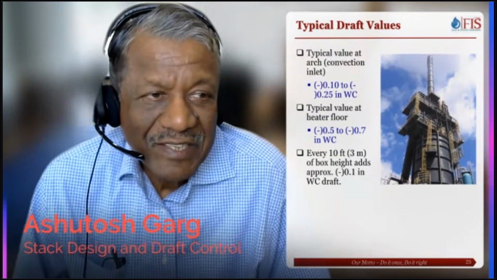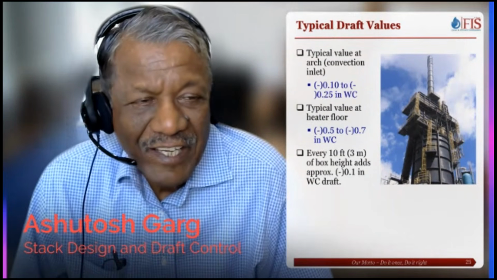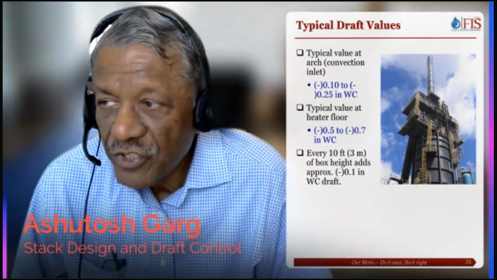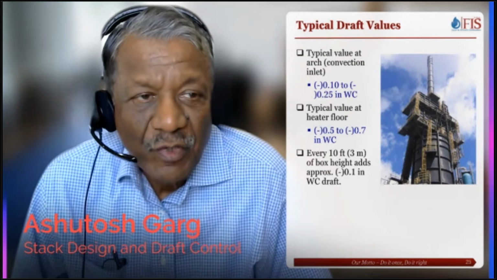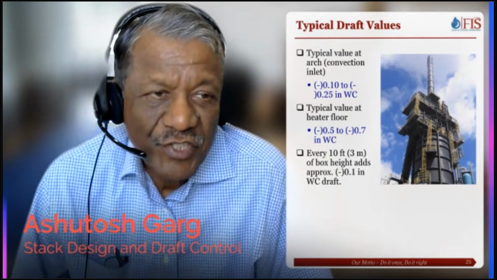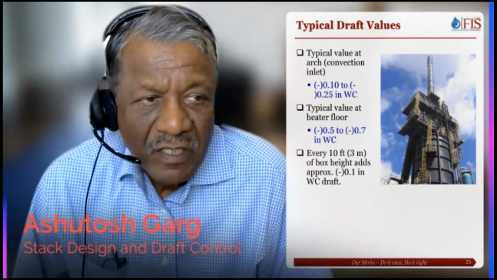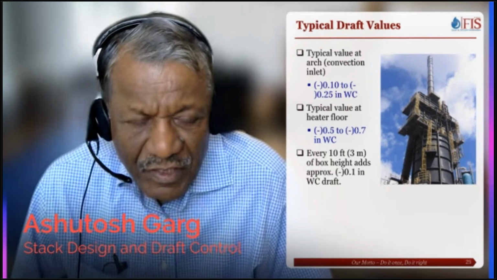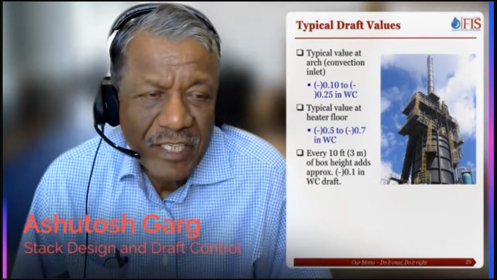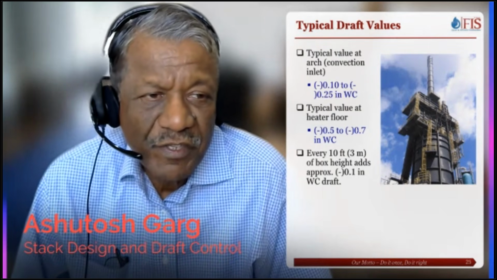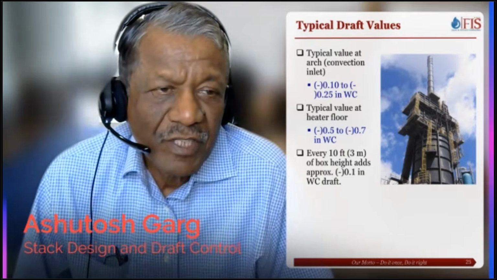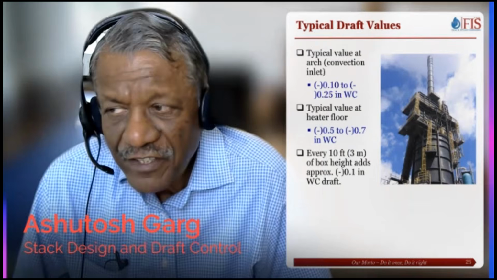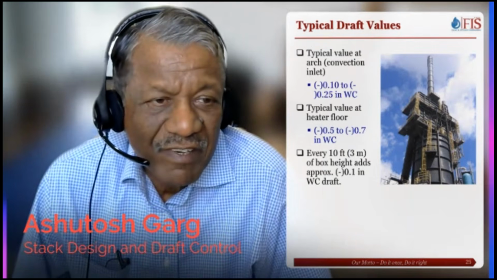Typically 0.1 to 0.25 inch is used for the convection section inlet. The heater floor, where most of the time burners are located, will have about 0.5 to 0.7 inches. It depends on the height of the radiant section. Every 10 feet of radiant section height will add about 0.1 inch water column.